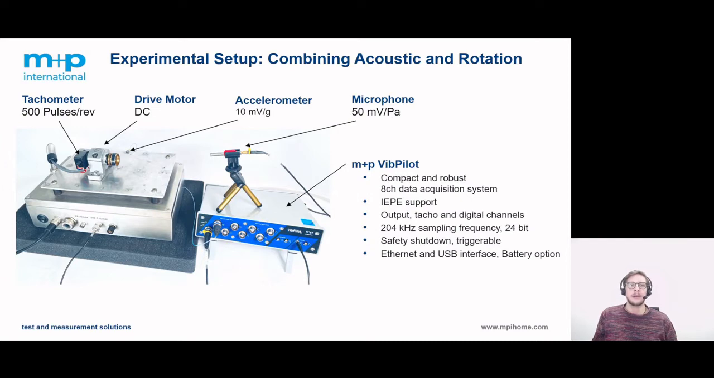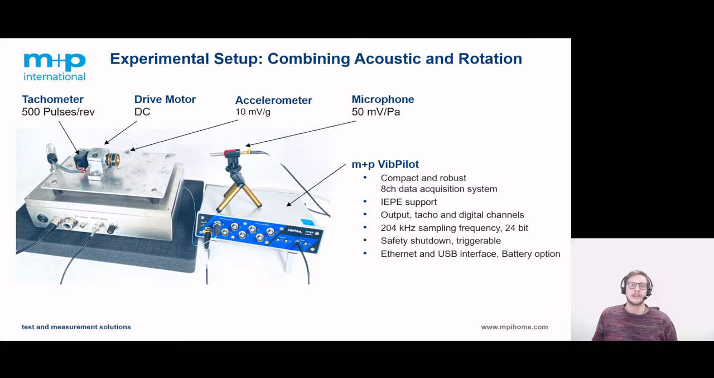Let's have a look at the experimental setup we are using in this presentation. It's a combination of acoustic and rotational effects. The core part is a DC driving motor mounted on a metal plate. The motor has an imbalance, so it can excite vibrations. The speed of the motor can be measured by a tachometer with 500 pulses per revolution. To measure the vibrations of the plate, I mounted an accelerometer with a sensitivity of 10 millivolts per G on the plate. To measure acoustic data, there's a microphone with a sensitivity of 50 microvolts per Pascal.